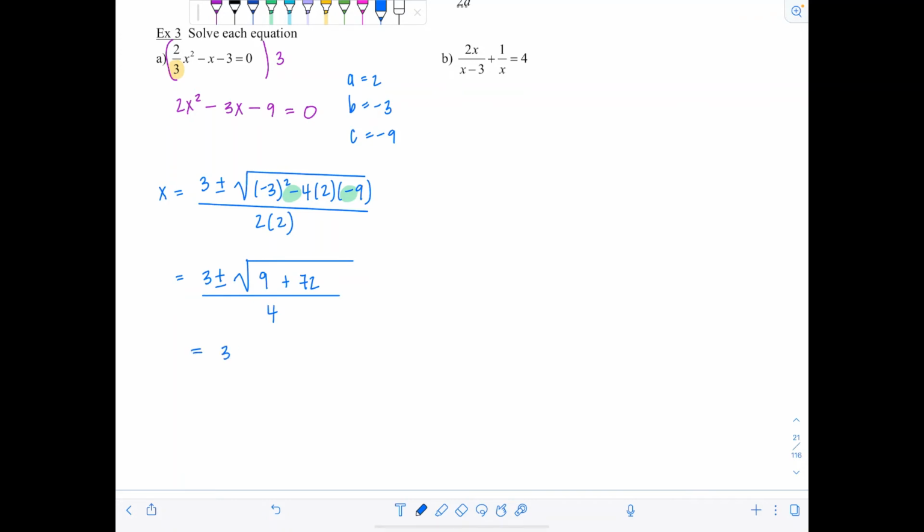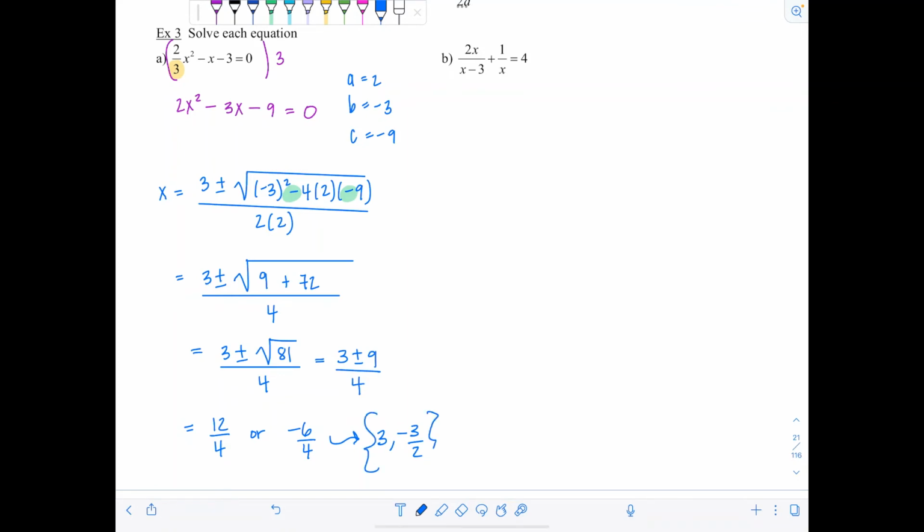So this is going to be 3 plus or minus square root. 9 plus 72, that's 81 over 4. Well, square root of 81 is 9, isn't it? 3 plus or minus 9 over 4. Do you leave it like this? No, because we don't have a radical stuck in the equation. 3 plus 9 is 12 over 4, or 3 minus 9 is negative 6 over 4, and those reduce. So we get either 12 over 4, that's 3, or negative 6 over 4, which is negative 3/2.